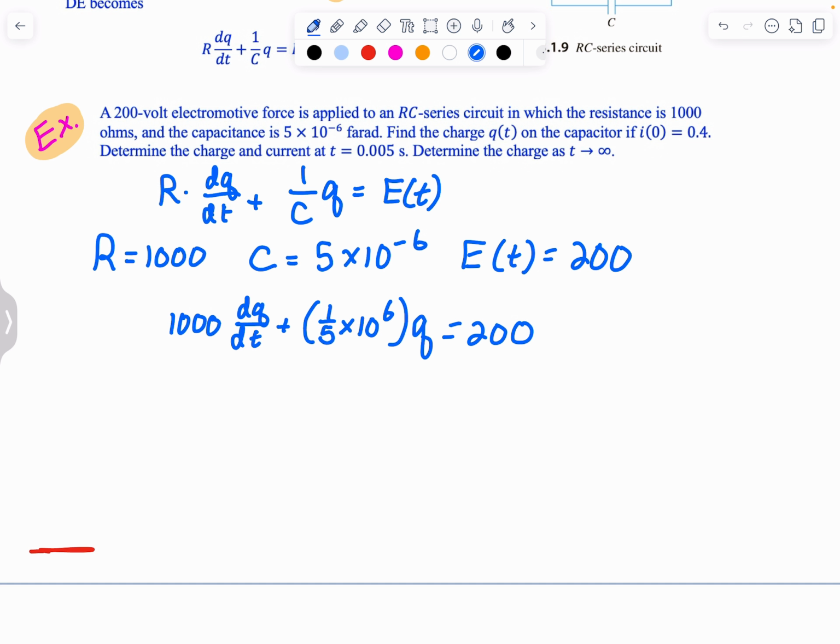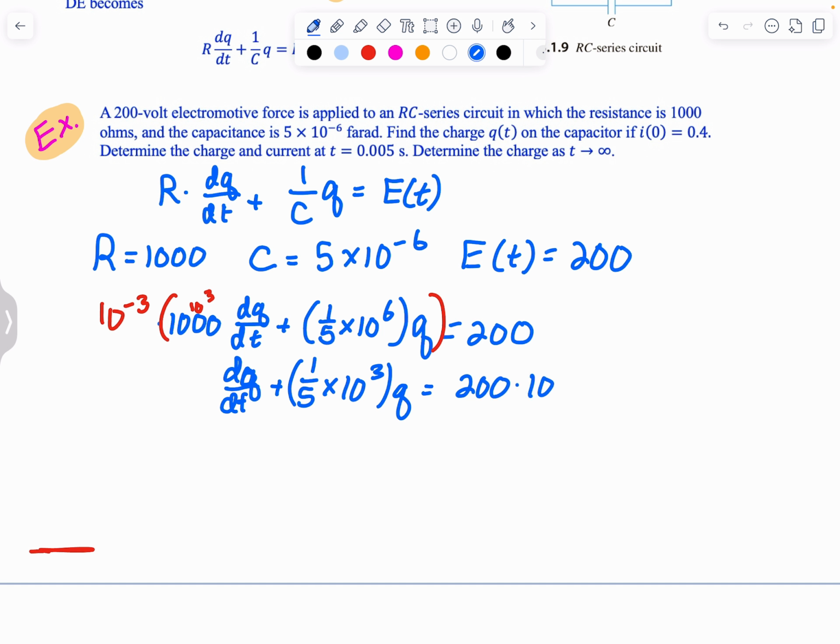So I'm going to times, this is going to be weird, but it's going to help me out. I'm going to times both sides by 10 to the negative 3. 1000 is 10 to the third, right? So this is just going to cancel it out, but it's going to help me with that middle term with the q. So I get dq dt, and then I get 1/5 times 10 to the third q. And then times 200 times 10 to the negative 3.